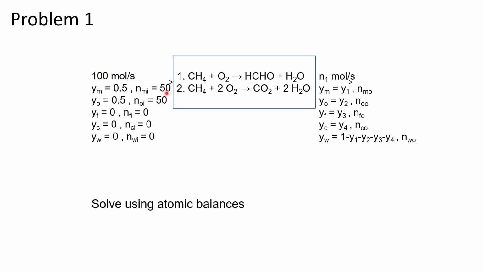So we can calculate the flows of each of these components from the mole fraction times the total. So the flow rate of methane is just a half times 100, which is 50. The same is true for oxygen. And the flow rates of the other components are 0.